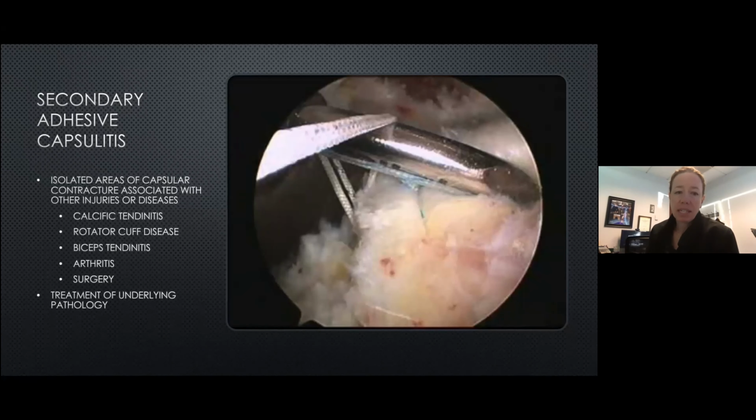Sometimes it's calcific tendinitis, sometimes it's rotator cuff disease, sometimes biceps tendinitis, arthritis, which is very common because you do lose glenohumeral motion with both arthritis and adhesive capsulitis, and then sometimes after surgery. So in these incidents where it can look like or mimic these other things, we need to treat the underlying pathology if it's there, and if not, then consider it being a primary form of adhesive capsulitis.